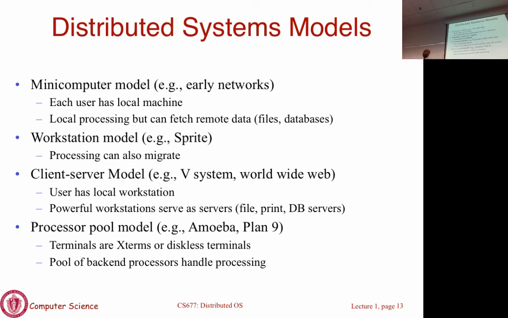There are many clients or many users, and they're submitting jobs or starting up applications. The system will assign one processor from the pool to each job or end user. That's referred to as the processor pool model. It arose 15, 20 years ago, but it lives on today.